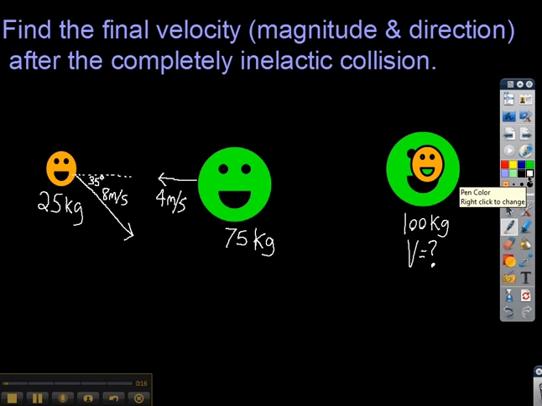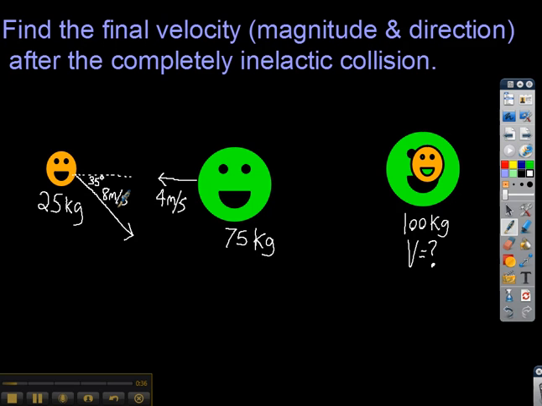Anytime you see a collision, you know it's momentum that we're talking about. It's useful for stuff other than collisions, but most of the time in this class, momentum is used when you've got two things smacked into each other. And that's exactly what we have here. We've got a 25 kilogram guy going off at this angle at 8 meters per second, and we've got a 75 kilogram guy going this way.